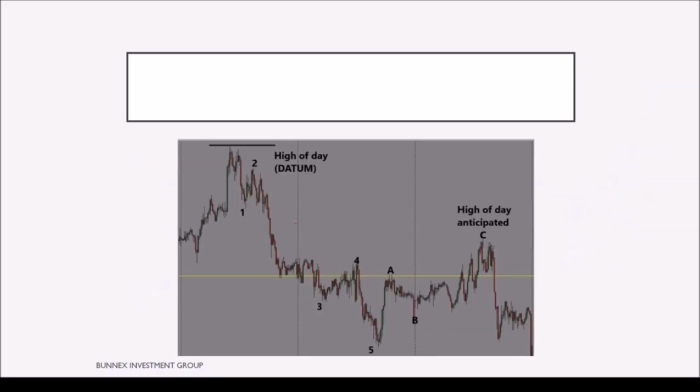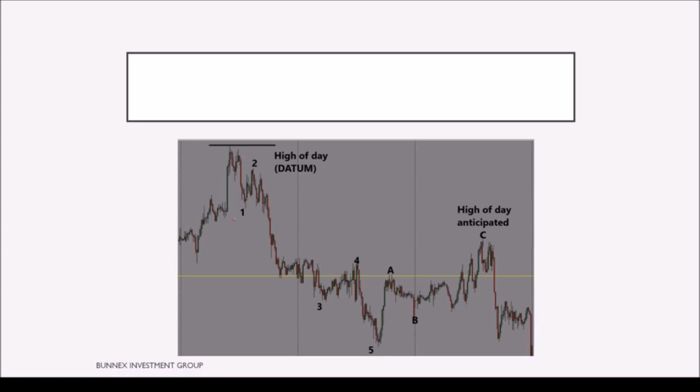So in the real market, this is how it will look. It will never be perfect like how we were drawing. So this was the high of this day. Days are separated with these black dotted lines. In this day, this was the highest point.